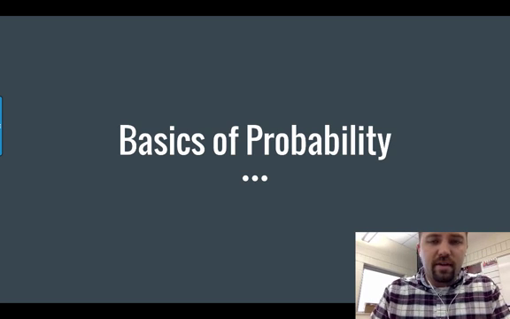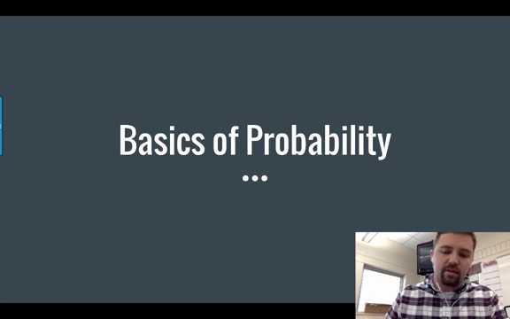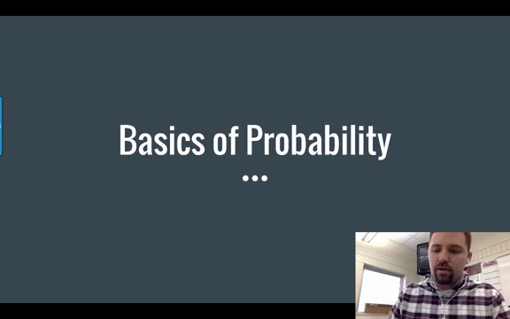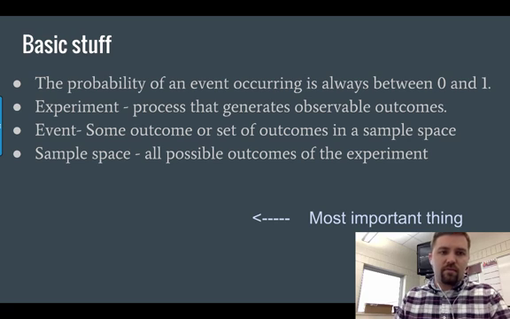Okay, this video is intended as just an introduction to the basic terminology of probability. So hopefully we'll keep it pretty short and concise here. First, the few things here you might want to jot down. Probability of an event occurring is always between 0 and 1.